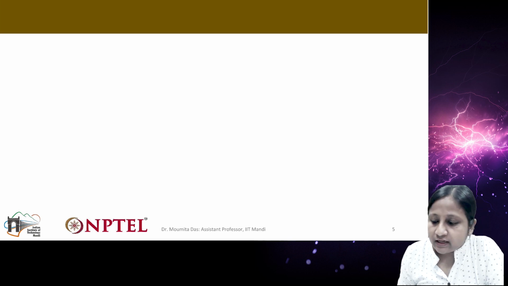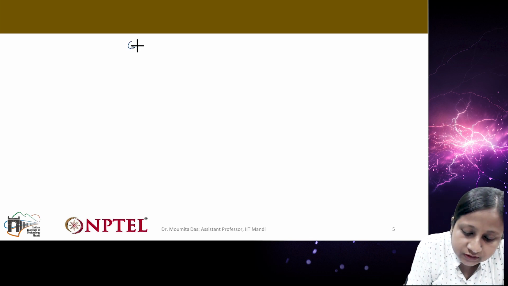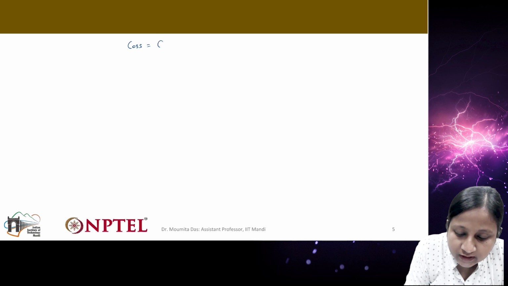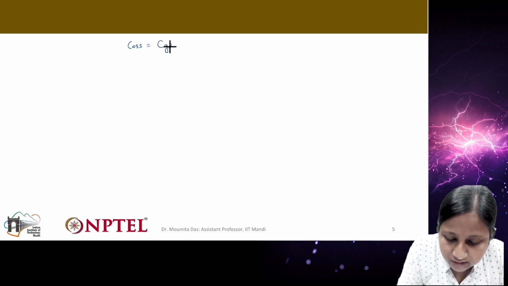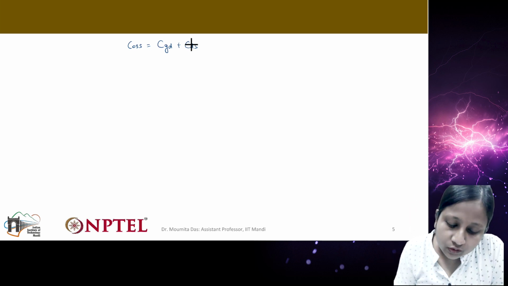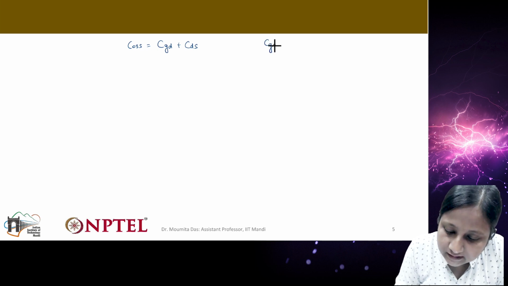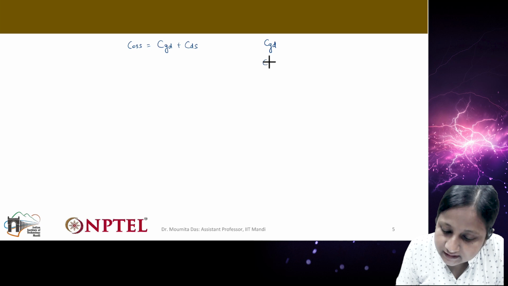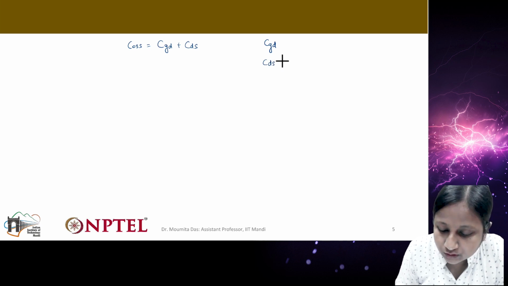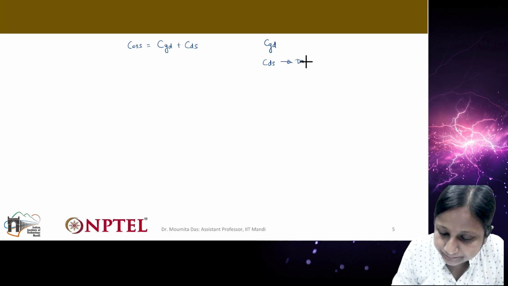Here I will tell you a little bit more about COSS. As I told you, COSS is CGD plus CDS. So now there are two different capacitances. CGD is gate to drain and CDS is drain to source. This capacitance is basically known as the drain capacitance.